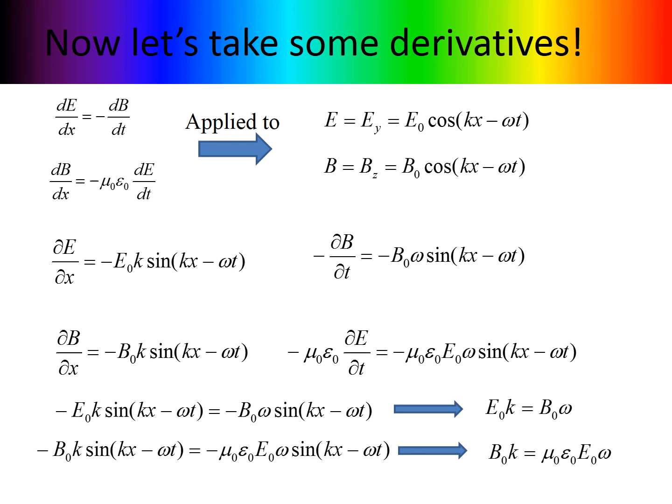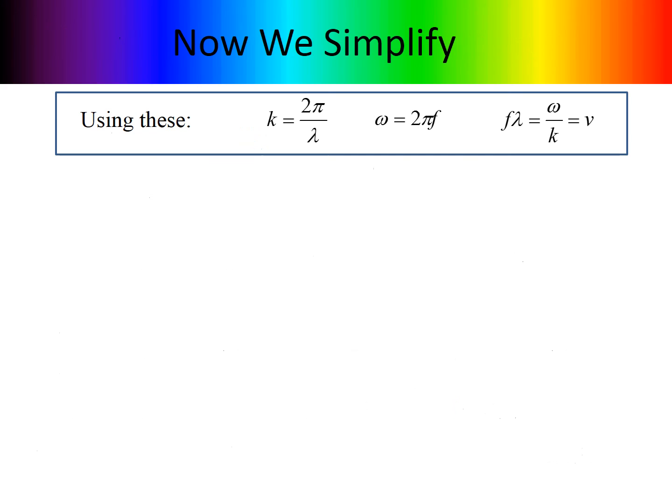So now we've got two equations in terms of electric field and magnetic field amplitudes, and mu sub 0, epsilon sub 0. So we're going to try and see what we can do with these. First thing we're going to do is simplify using these previously discussed variables. So wave number, k equals 2 pi over lambda, angular frequency, omega equals 2 pi f, and then speed, which is equal to omega over k, or f lambda. So we're going to need these.